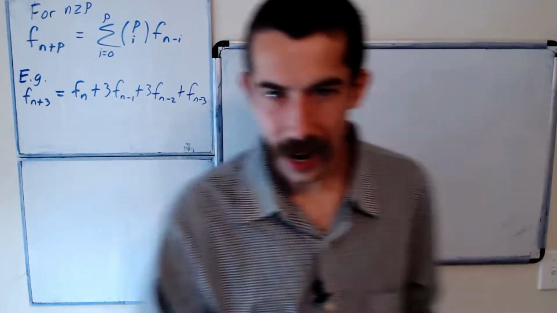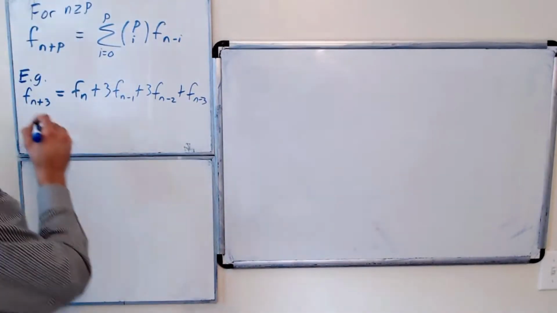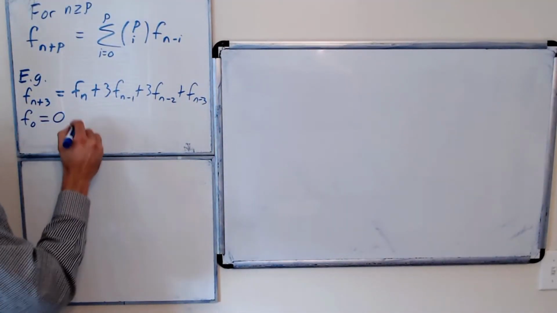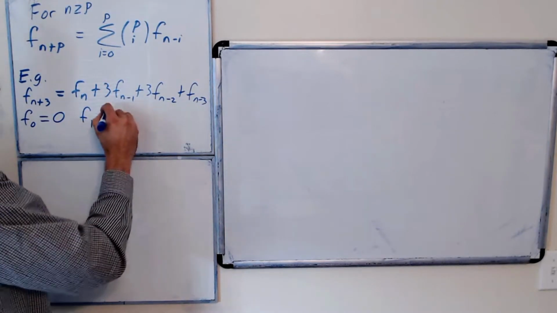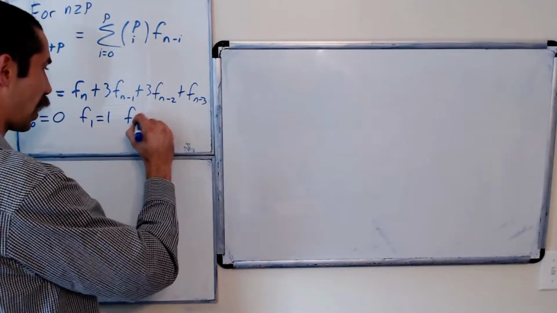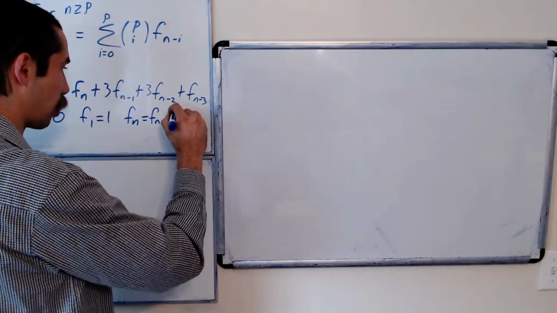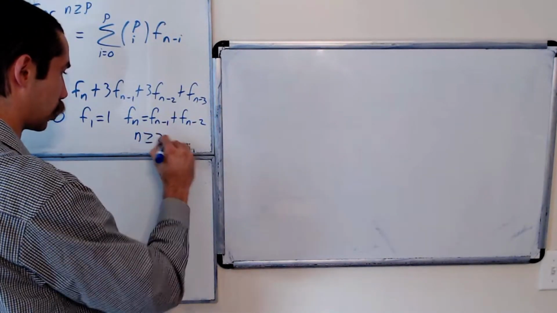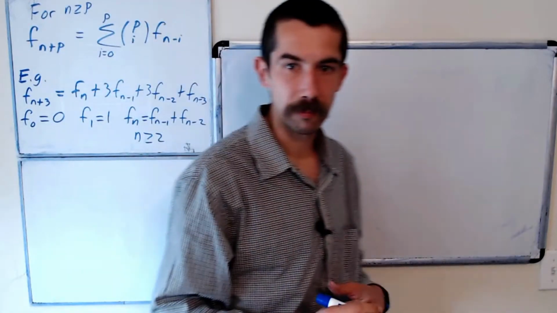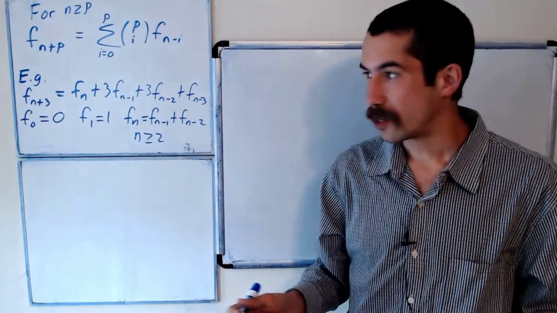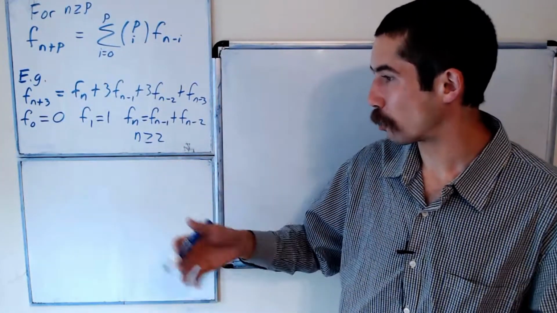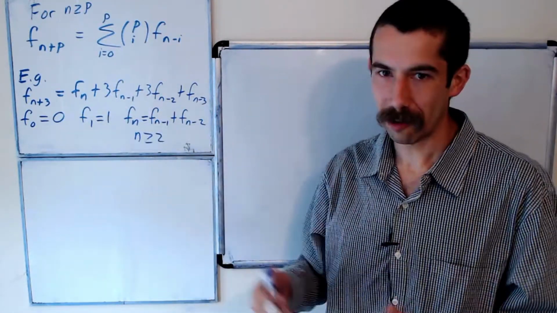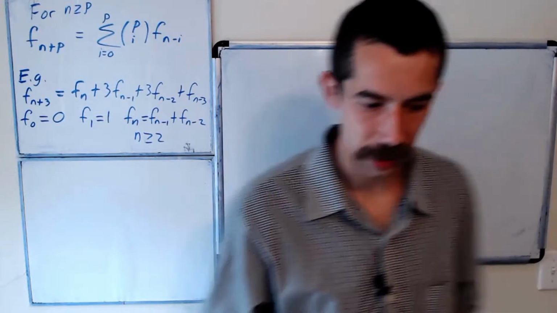Okay, so just as a reminder, the Fibonacci sequence starts with f0 equals 0, f1 equals 1, and fn equals fn minus 1 plus fn minus 2, and this is for n greater than or equal to 2. And the way we're going to prove this is we're going to show that the Fibonacci sequence counts some sort of combinatorial object.